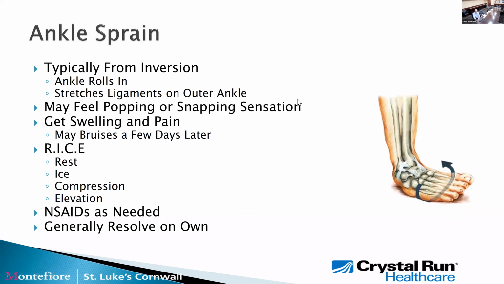Some ankle conditions. So the most common one probably is an ankle sprain. We're all familiar with this. Most of us have had one of these at some point in our life. This is typically from an inversion type injury, meaning the ankle kind of rolls in like this. And when that happens, the ligaments on the outer part of the ankle here eventually, as I said, become taut and then get stretched out. They can partially tear as well. And then you get the familiar things: pain, swelling, and then usually down the line, bruising a few days later.